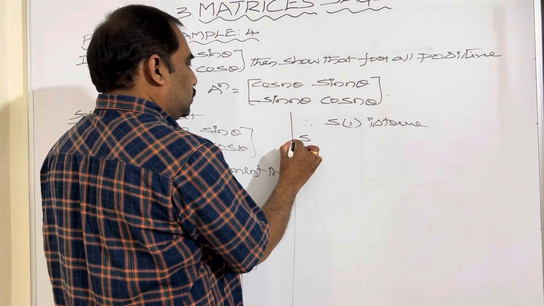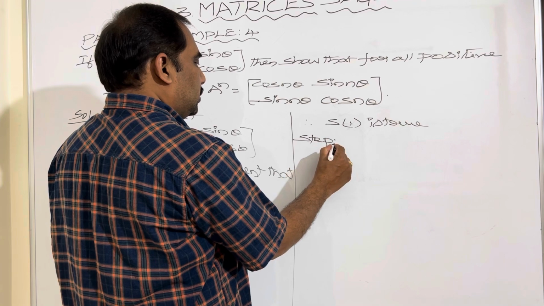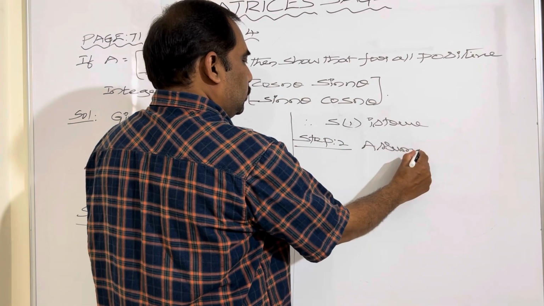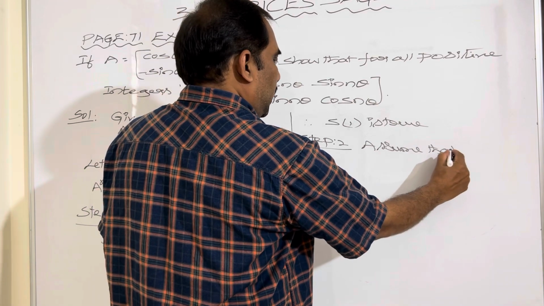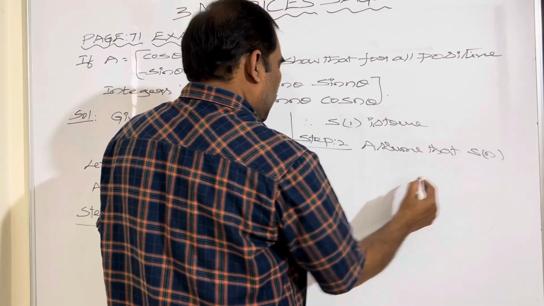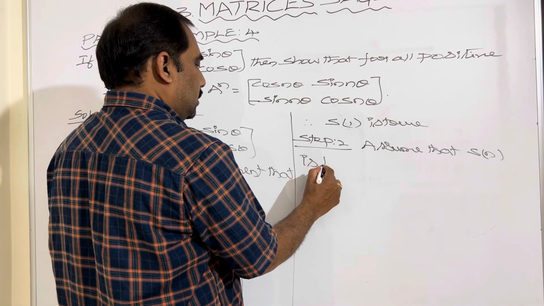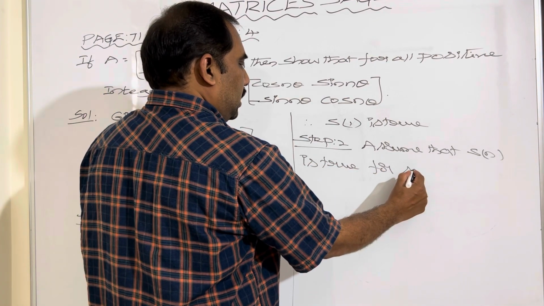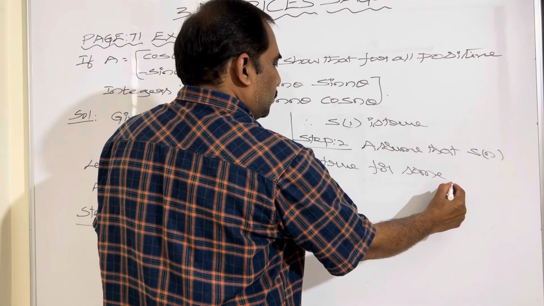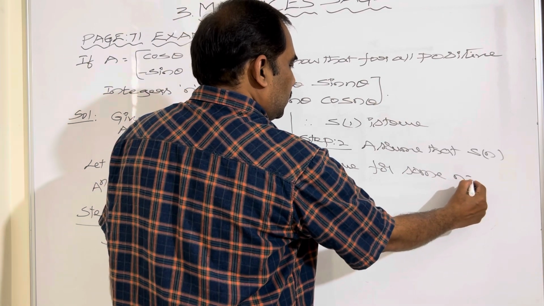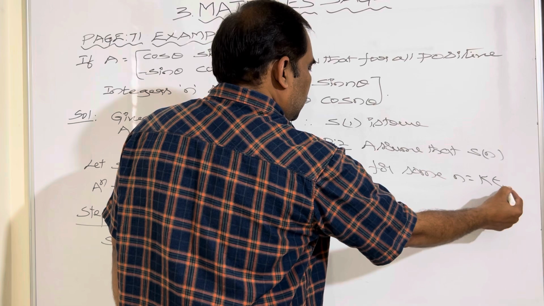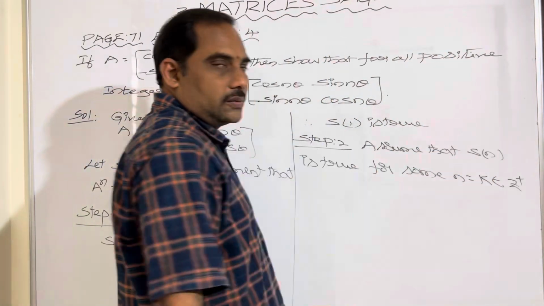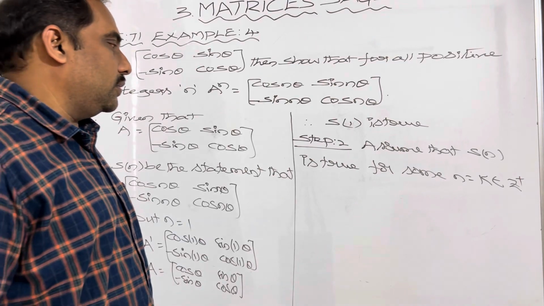Now in step 2, what we have to do? In step 2, we have to assume that the statement, that is S of n, is true for some n is equal to k. But what is k here? n is equal to k, k belongs to positive integers. K belongs to Z plus. Z plus represents the positive integers.